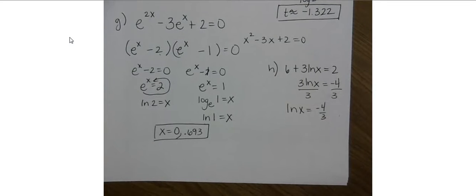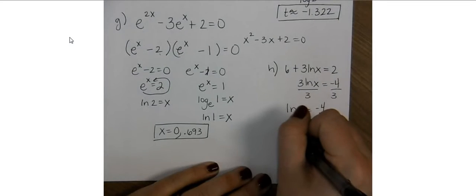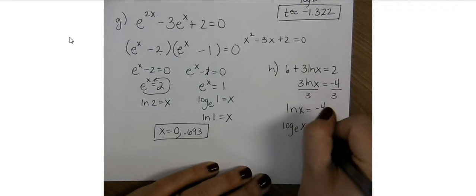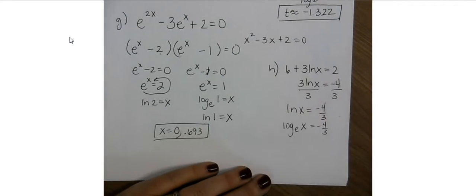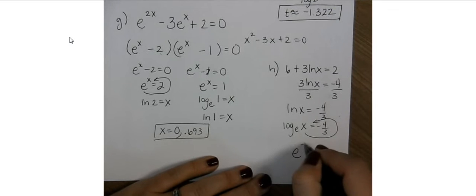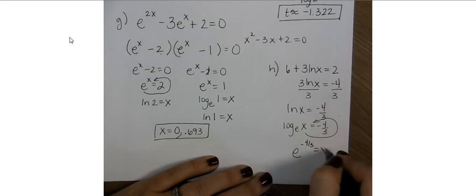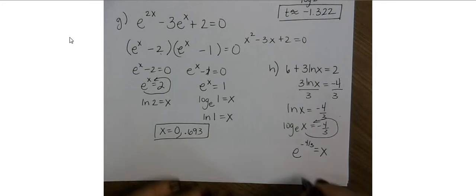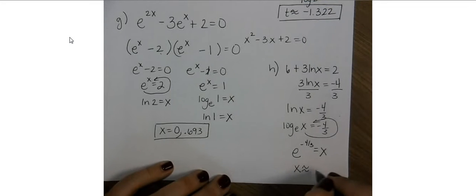At that point, you're going to need to convert. So remember that this is like log base e of x equals negative 4/3. So in order to convert, you just change it to exponential form. So e to the negative 4/3 equals x, and then just put that in your calculator, giving you 0.264.